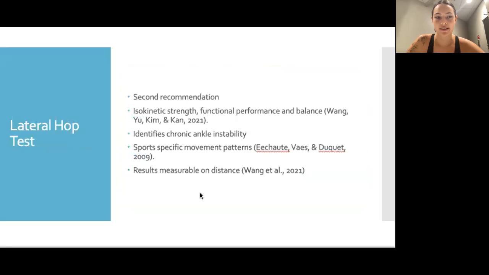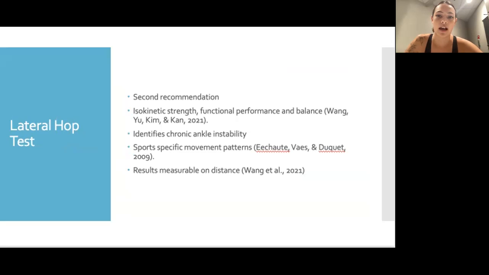So the next test is the lateral hop test. The lateral hop test is designed to test Ben's isokinetic strength, functional performance, as well as balance by hopping as far as possible with one leg in the lateral direction without losing balance.